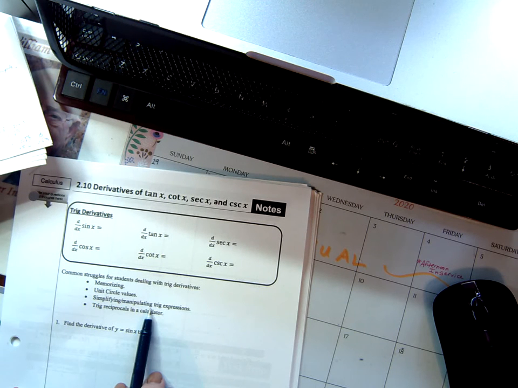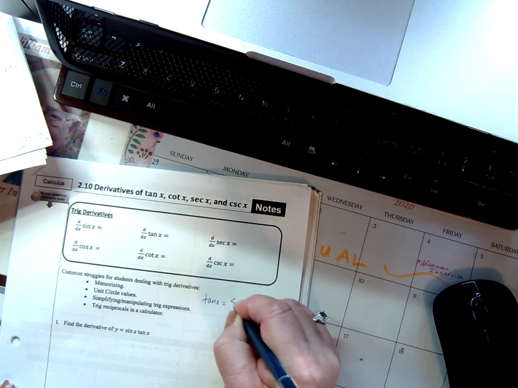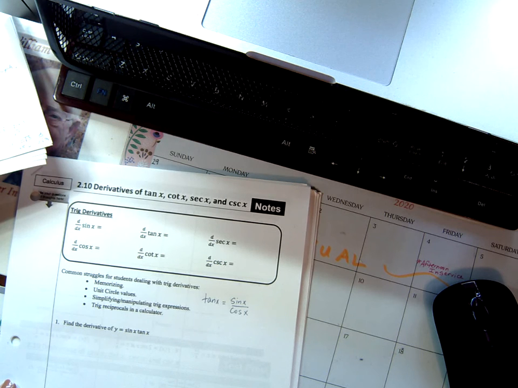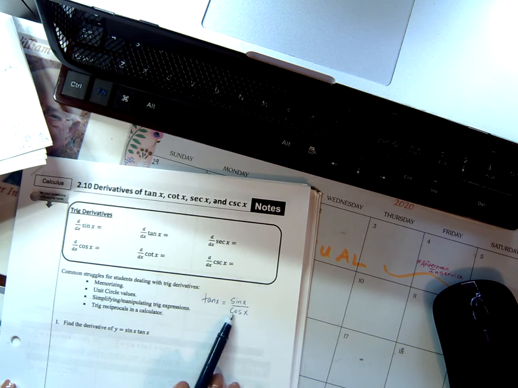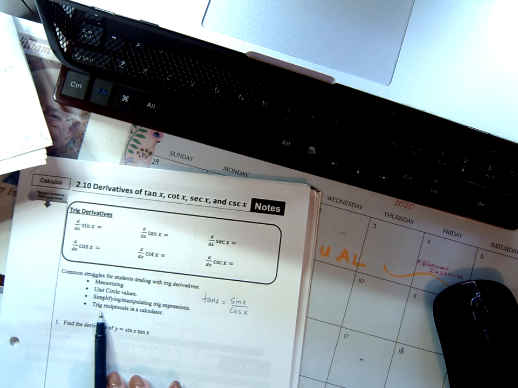Simplifying and manipulating the trig expressions. That's the kind of stuff that you need to go back and remember our pre-calc rules. Things like the fact that tangent is sine over cosine. Do you remember that from back in the day when we were pre-calcing together? Those types of things. How to simplify these trig expressions. Sometimes you might want to change a tangent into sine over cosine. Sometimes you might want to change sine over cosine into a tangent. Depends on the problem. So manipulating trig expressions is something you need to think of. And then the reciprocals.